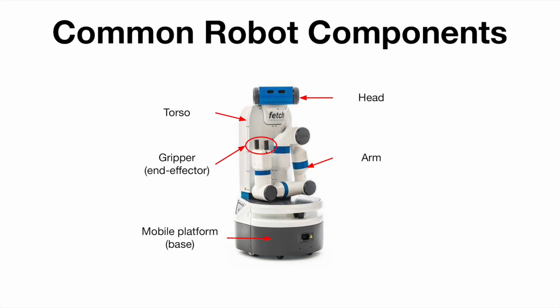It consists of a mobile platform, a head to mount cameras, a torso that can lift, an arm with 7 degrees of freedom, and a 2-finger parallel gripper.